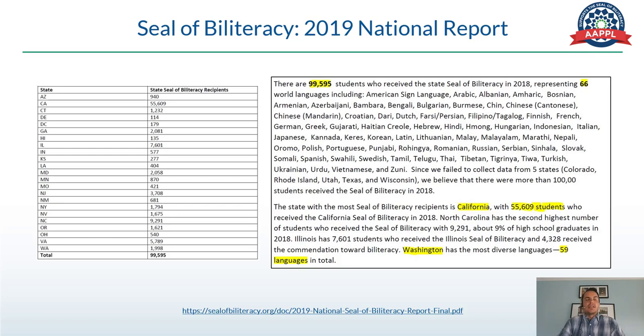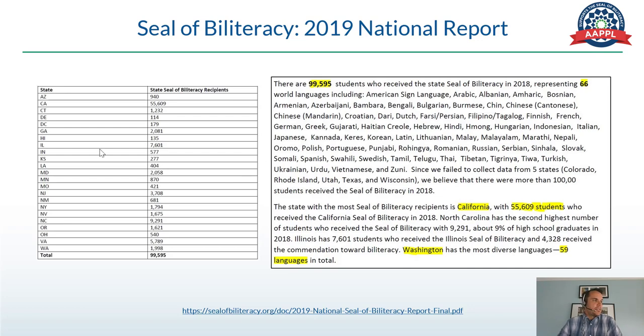Looking in depth at the 2019 Seal of Biliteracy report, when this report came out, there were almost 100,000 students who would earn the Seal of Biliteracy, but for 2019, they did end up eclipsing six figures, so over 100,000 students, and well over 100,000 students for 2020. Believe it or not, 66 languages in which the Seal of Biliteracy was earned nationwide for 2019. That did increase for 2020 as well.